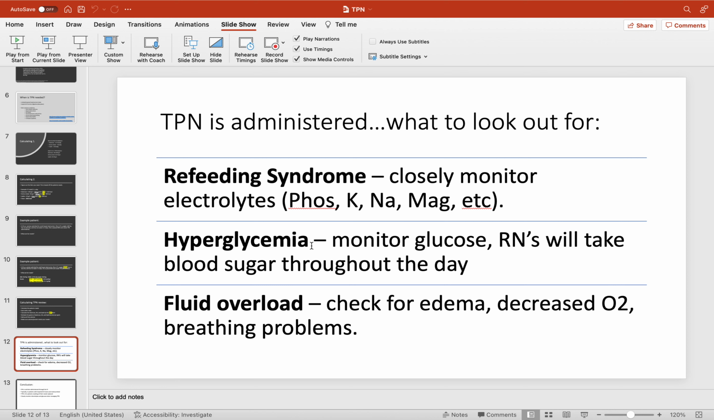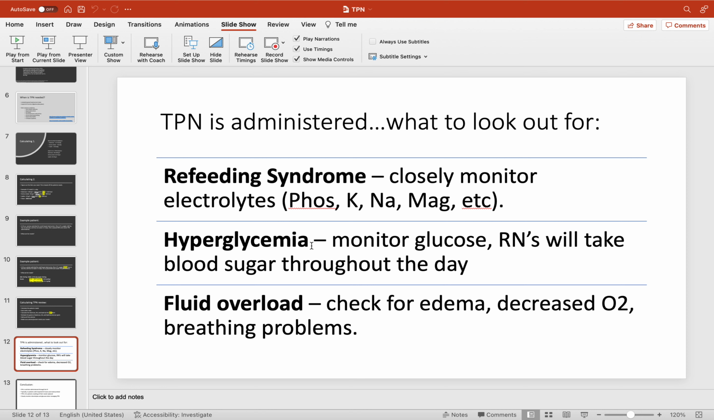Hyperglycemia. Hyperglycemia is a big issue when it comes to TPN. A lot of people just get high blood sugars because, again, if you think about it, this solution is going straight into your veins. So everything you're putting into it is going straight into the veins, straight into the blood. And so you have high dextrose, which is your glucose. That's a lot of sugar, your dextrose is giving you that sugar.